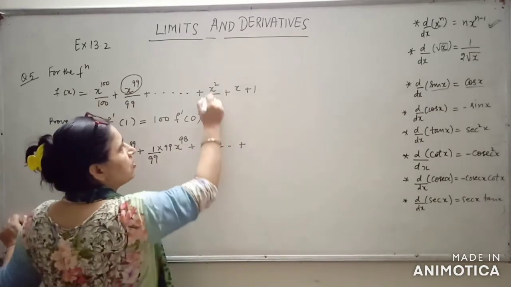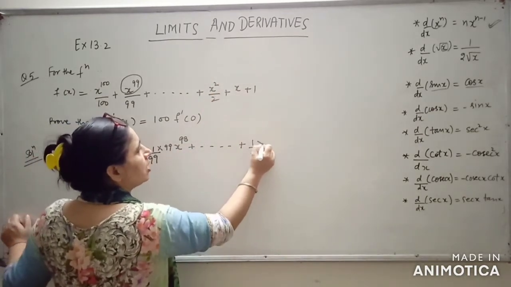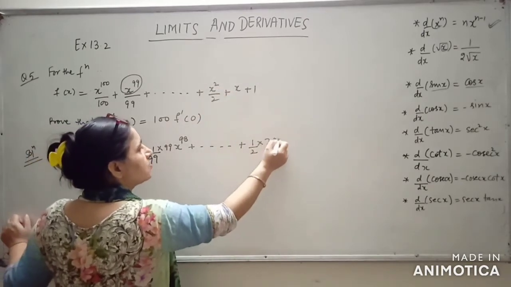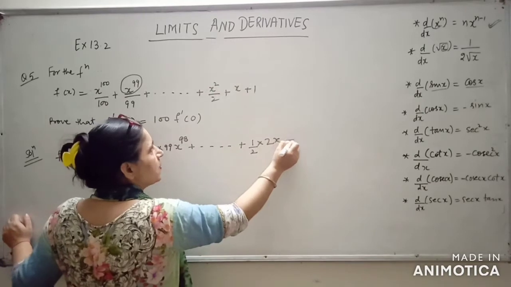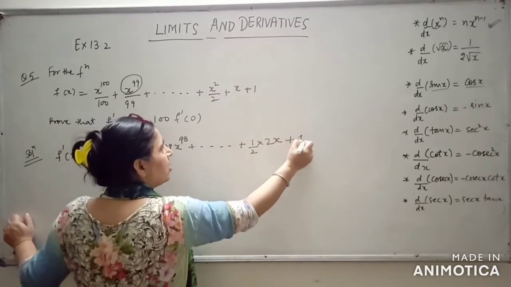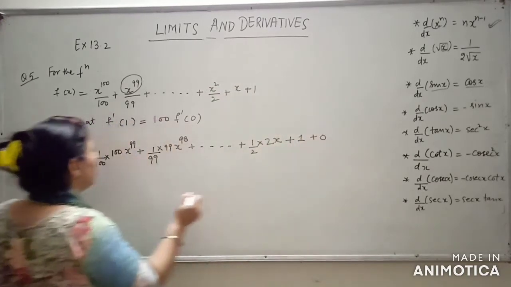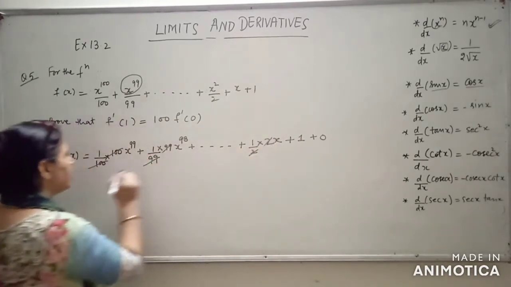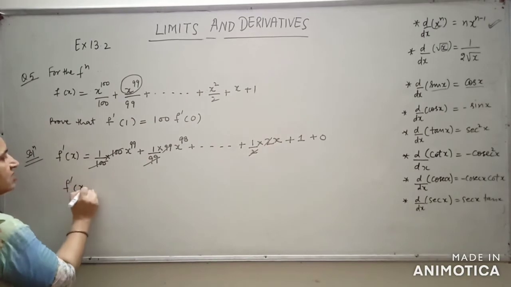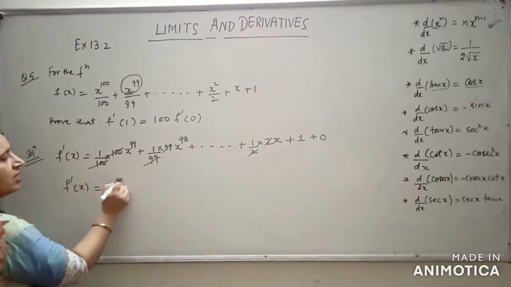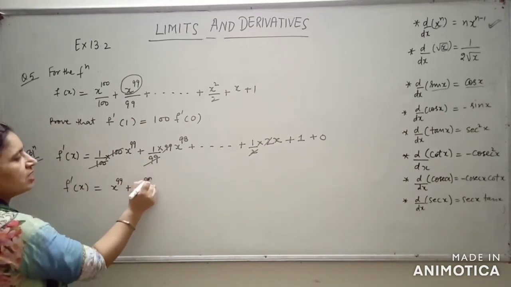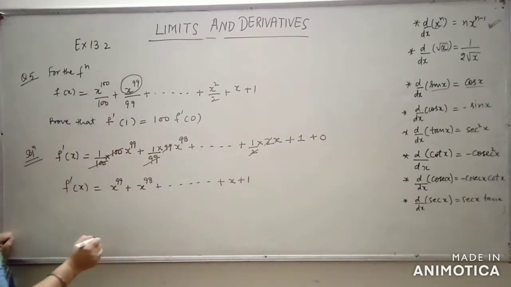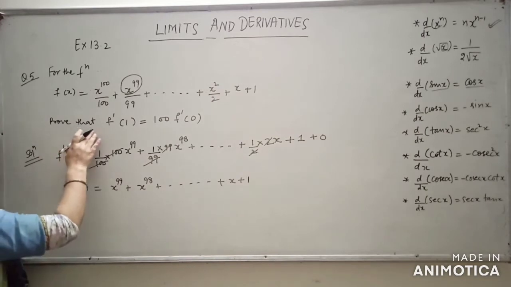Now come to this 1 by 2 into the derivative of x square. So 2 will come here, 2x, power reduced by 1. So 2x plus the derivative of x, that is 1, and the derivative of 1, that is 0. You can see here all these will be cancelled. So what is left here? F dash x is equal to x raised to power 99 plus x raised to power 98 up to this, x plus 1.